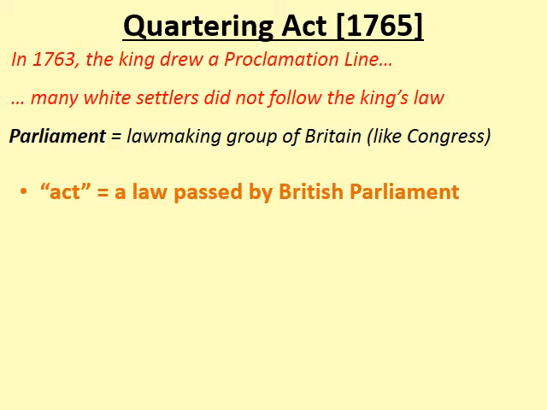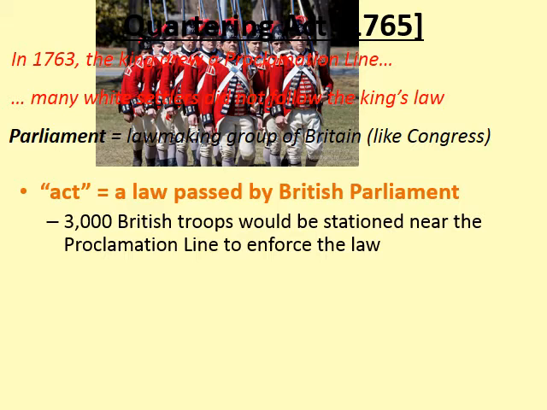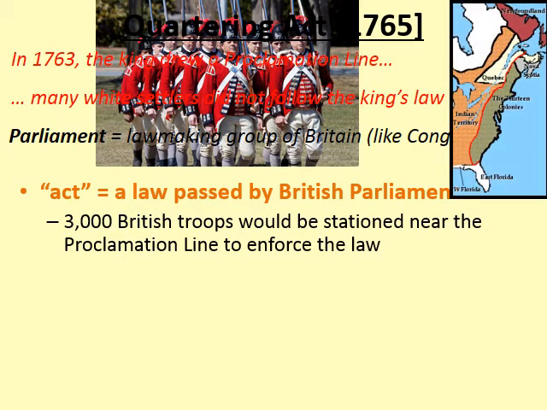The one we're going to look at first, the Quartering Act. So again, in red, you've got up at the top why the British government did this act. What they've done is they send 3,000 British troops to that proclamation line, that red line there. They don't go everywhere on that line, but certain places where the law needs to be enforced.